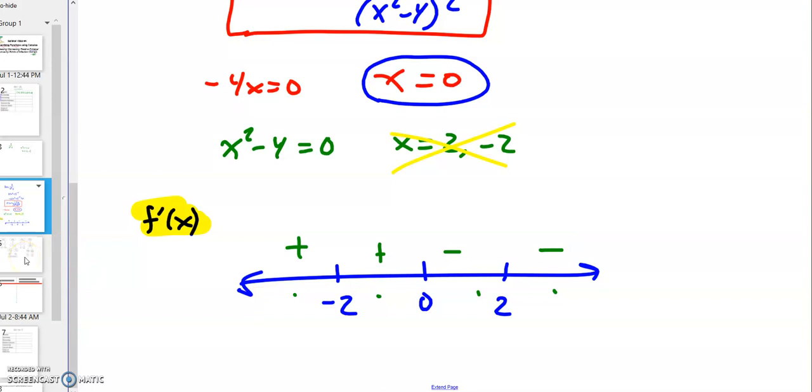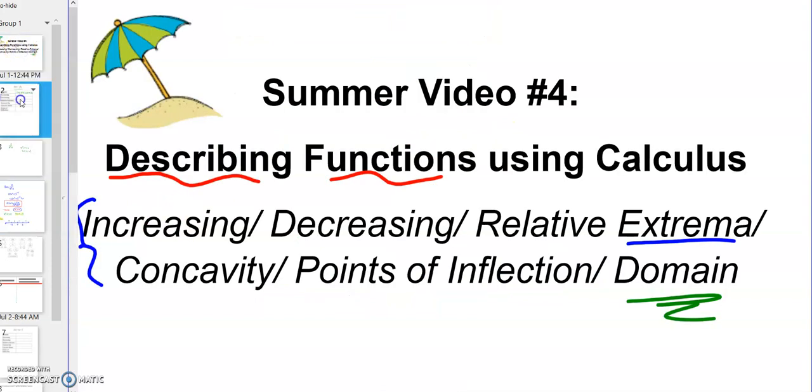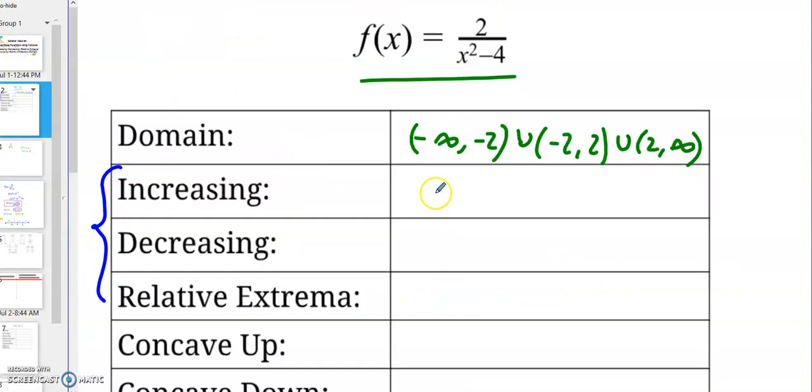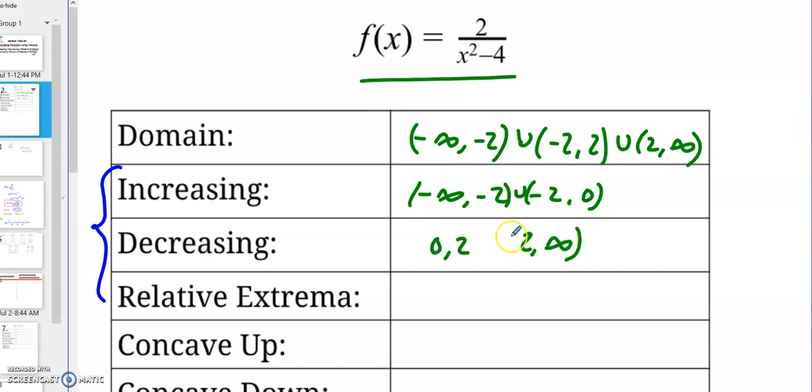That's what you should get. So then jumping back here, our function is increasing from negative infinity to negative 2. And from negative 2 to 0, I'd like you to separate those because it's not defined at negative 2. And it's decreasing from 0 to 2 and from 2 to infinity. Cool.